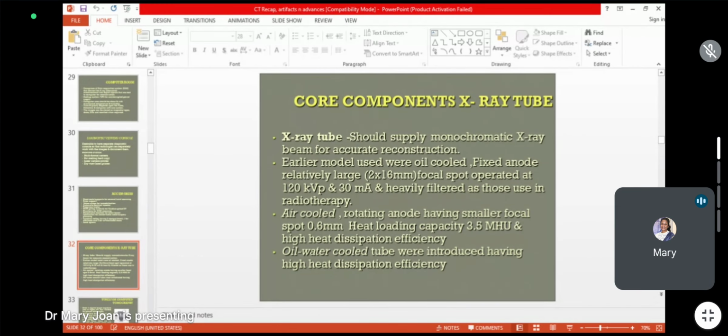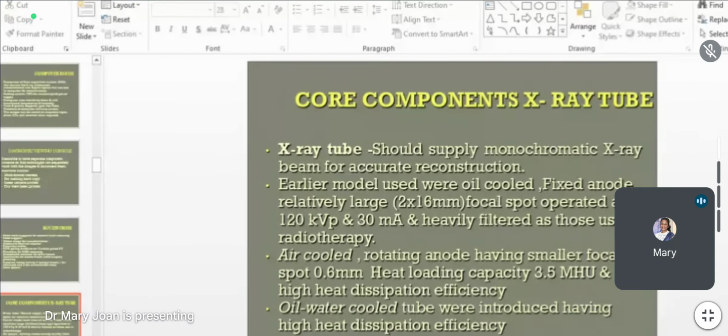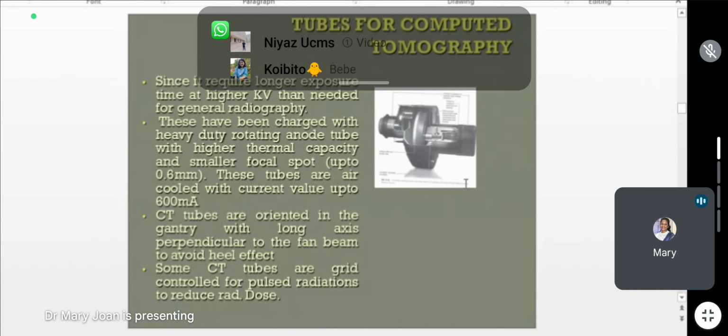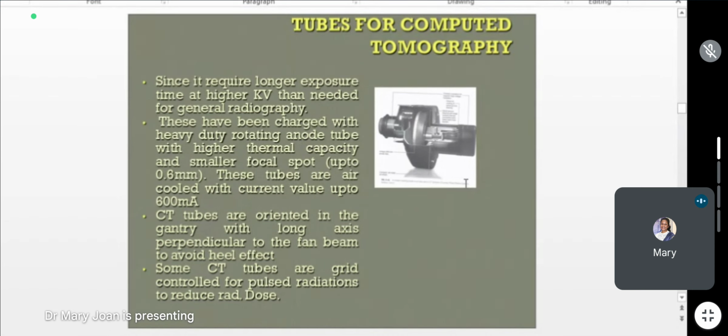Radiotherapy treatment planning is also done on the same CT scanner machine. Since it requires longer exposure time at higher kV than needed for general radiography, these tubes have been charged with a heavy-duty rotating anode tube with higher thermal capacity and smaller focal spot. These tubes are air-cooled, with current values up to 600 mA.